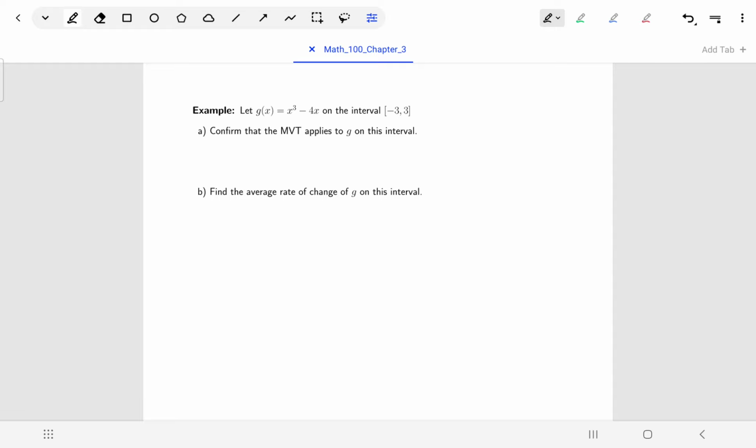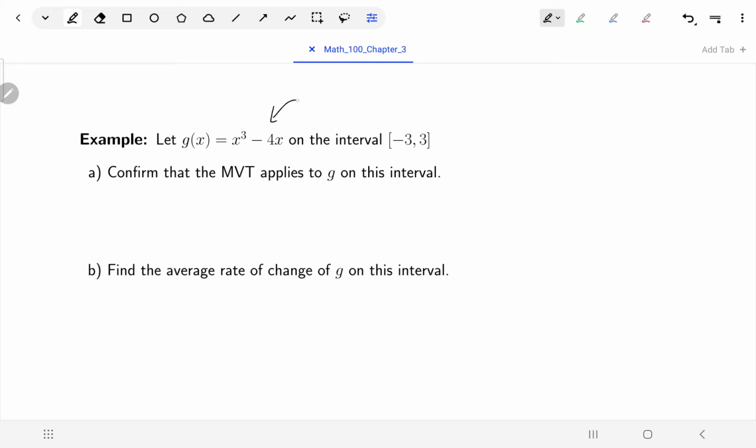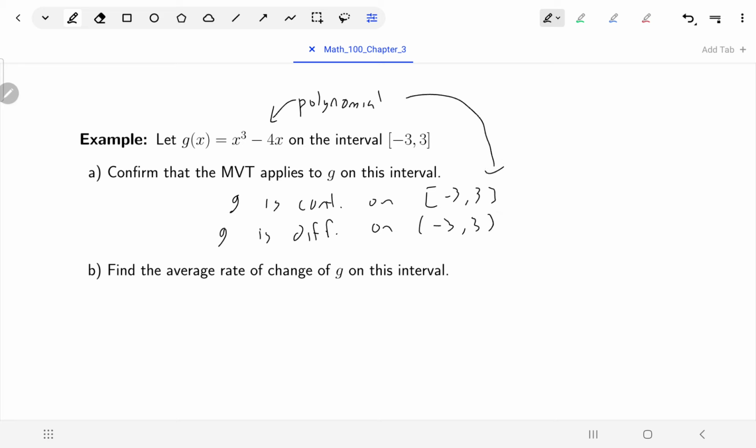Let's do one more example here. We've got a cubic function. This one's also a polynomial, so of course, same reason as before, the mean value theorem will apply here: g is going to be continuous on the interval from negative 3 to 3, and g is also differentiable on the open interval from negative 3 to 3. Again, that's because it's a polynomial function. We know polynomials are continuous and differentiable everywhere, so it's definitely continuous and differentiable on the interval that we've been given.